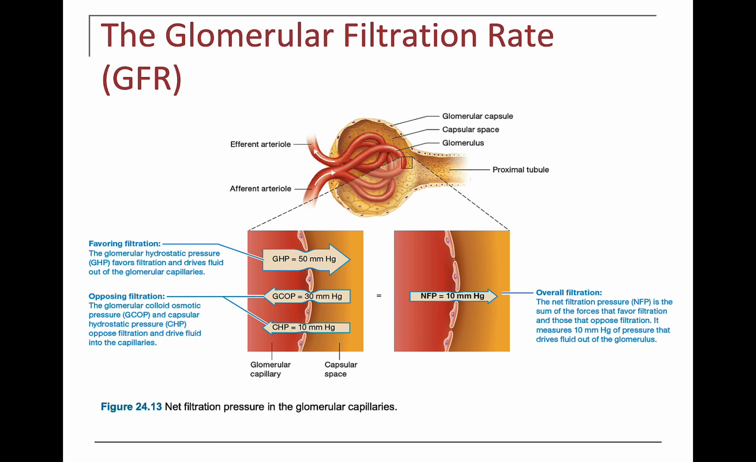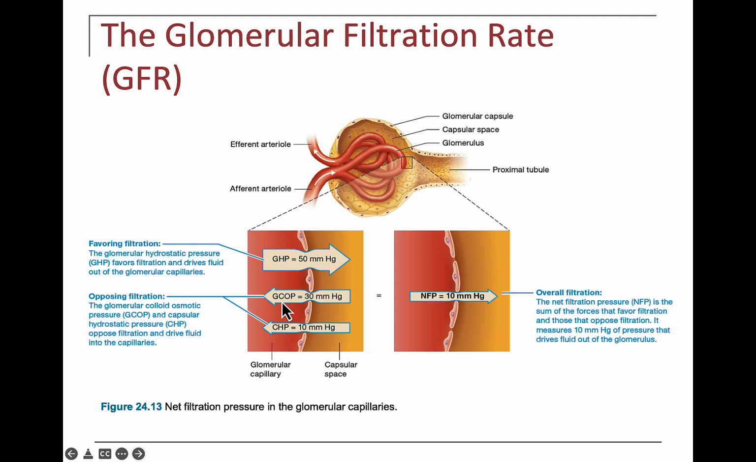Now going over what each one of those means. Hydrostatic pressure, once again, is the pressure that a fluid exerts on the wall of its container. So glomerular hydrostatic pressure is the blood pressure on the glomerular capillaries that forces fluid out into this renal corpuscle. That should be an average of 50, may vary. So that is the pressure promoting filtration, fluid out into the corpuscle.